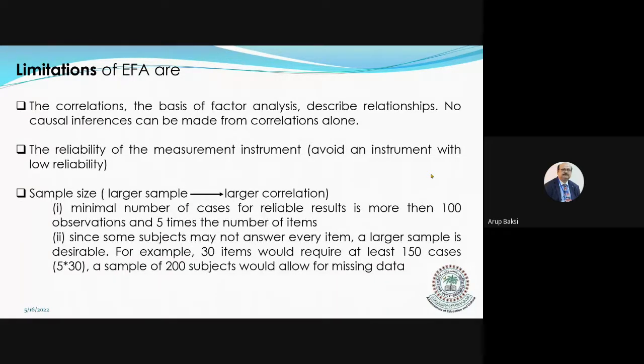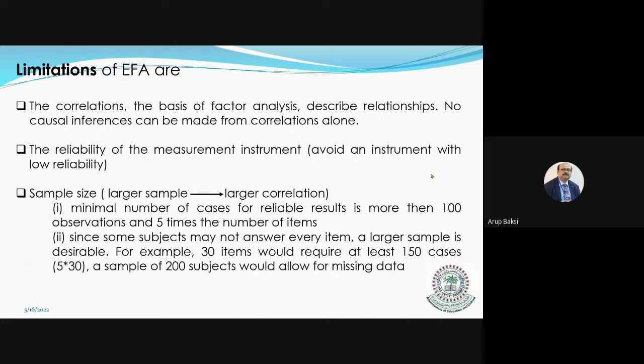Then the sample size: the larger the sample size, the larger will be the correlation. Now, there is a rule of thumb. Often scholars ask, if I want to conduct an EFA, what will be the minimum sample size? If you have, say, 10 observed variables, meaning the number of scale items is 10, then the minimum sample size is 5 times the number of observed variables, but we recommend 10 times the number of observed variables. So if you have 10 observed variables, the sample size should range between 50 and 100, preferably closer to 100.